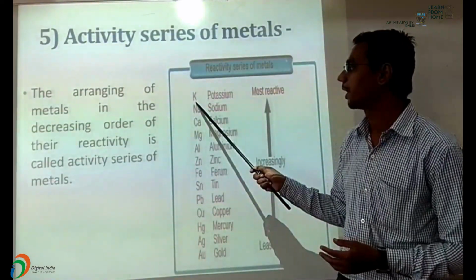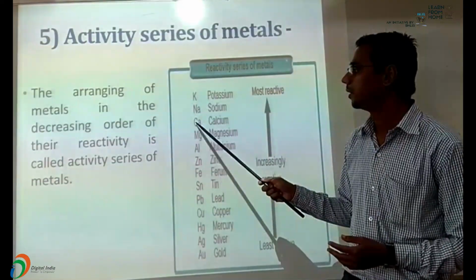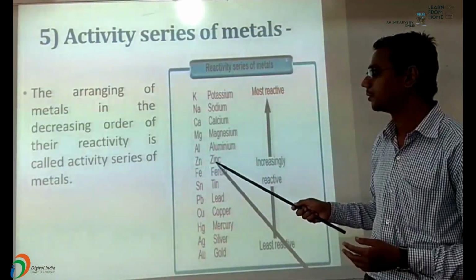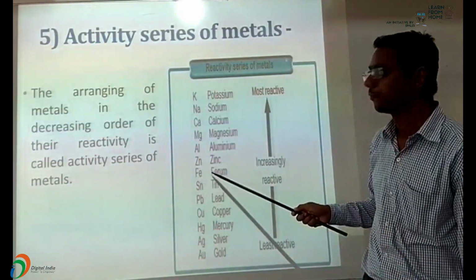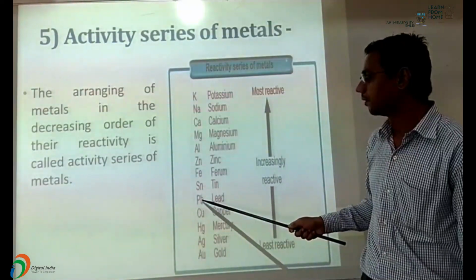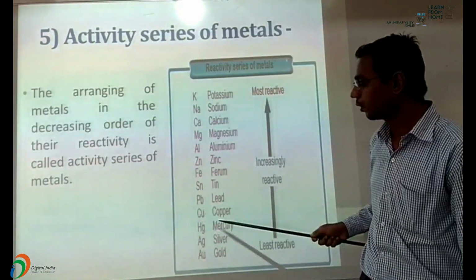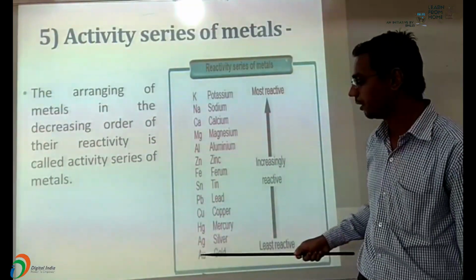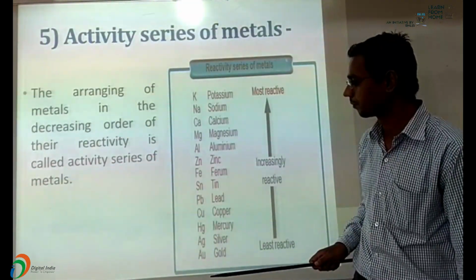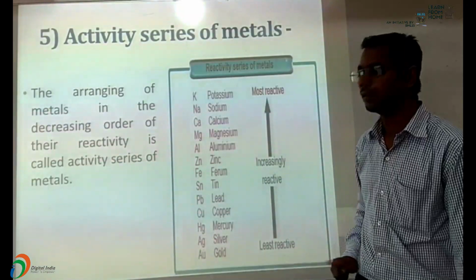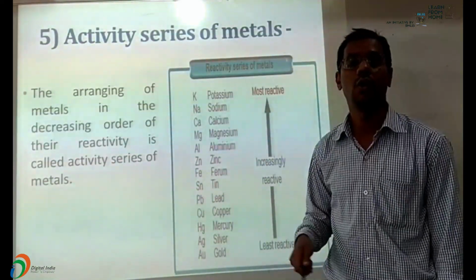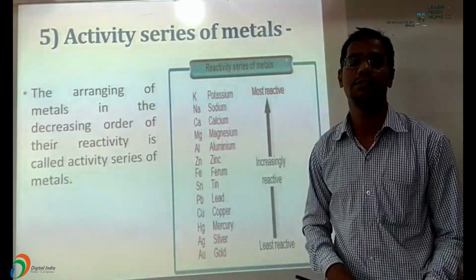Okay, so this is potassium, sodium, calcium, magnesium, aluminium, zinc, iron (ferrum means iron), tin, lead, copper, mercury, silver and gold. There is one hint here to recall all the metals in their reactivity series.